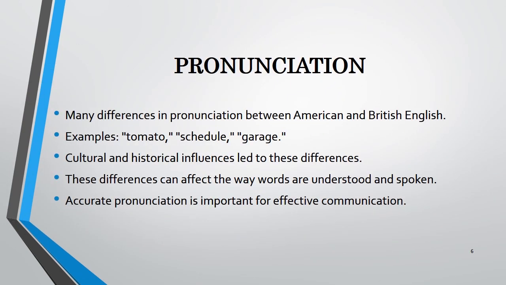Moving on, let's talk about differences in pronunciation between American and British English. Many words are pronounced differently even when spelled the same way. For example, the word tomato is pronounced with a short A in American English, while in British English it's pronounced with a long A. These differences in pronunciation can affect the way words are understood and spoken. Accurate pronunciation is vital for effective communication, and being aware of these differences can help avoid misunderstandings.